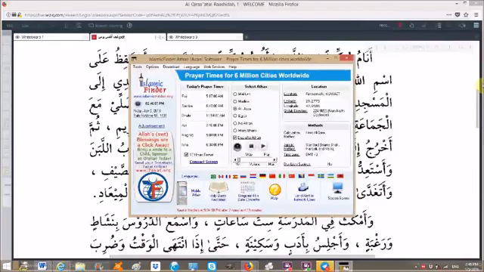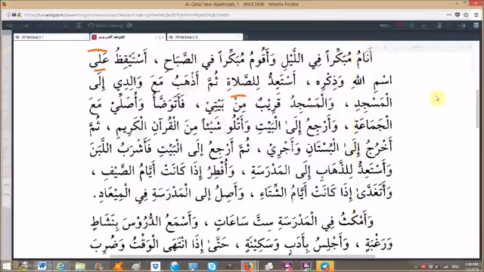Min bayti. Min is a harful jar, just like min, wa illa, wa ala, wa fi, wa li. Min is a harful jar, just like those. It makes the word after it majroor, except for the kasra, just like we didn't see it here in walidi because of the ya of the nisba, my house.